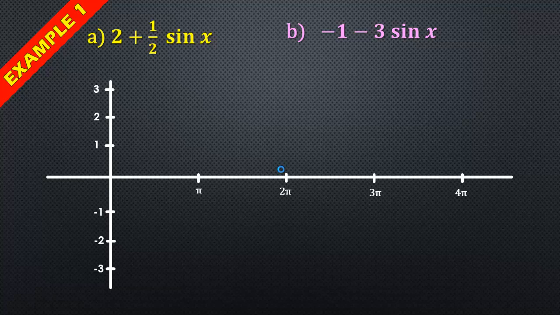Alright, so let's put it together and see if you can do these completely on your own. So try these two examples. We've got 2 plus half the sine of x and -1 minus 3 times the sine of x. See if you can do those on your own. See if you come up with the same answers as me.